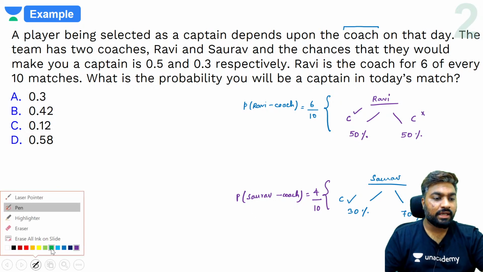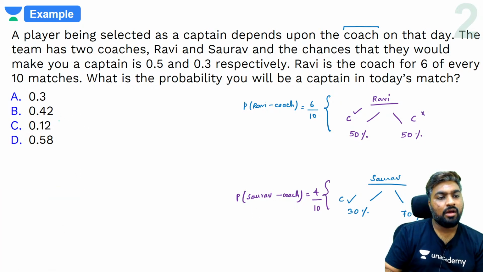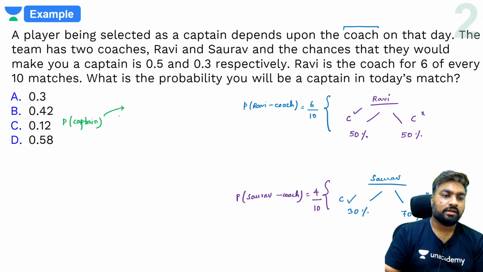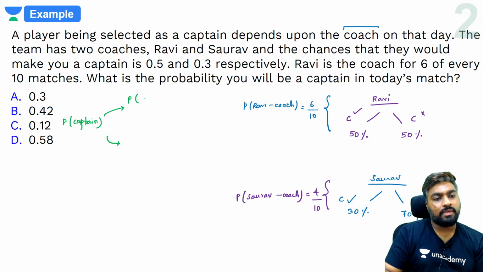So what are we looking at? We are looking at the probability of me becoming a captain. मेरे को कैप्टन बनने का है जैसे तैसे, कोई भी कोच हो मेरे को नहीं फर्क पड़ रहा. तो यहाँ पे 2 केसेस होंगे, 2 cases. Yes. Probability of me becoming a captain when Ravi is the coach, and probability of me becoming the captain when Saurav is the coach.